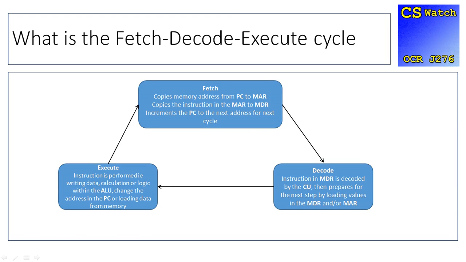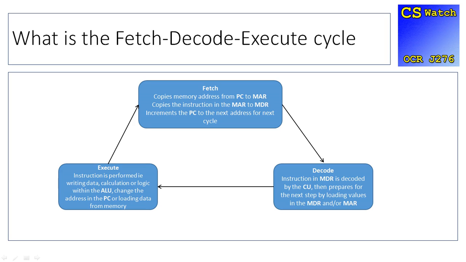So the fetch part of it, we get addresses sent from the program counter into the MAR, the memory address register. The instructions get copied in the MAR to the MDR, which of course is the memory data register, and then it increments the program counter to the next cycle. So what the fetch part of it does is we get the memory addresses, we get the instructions, and then we increment the counter.